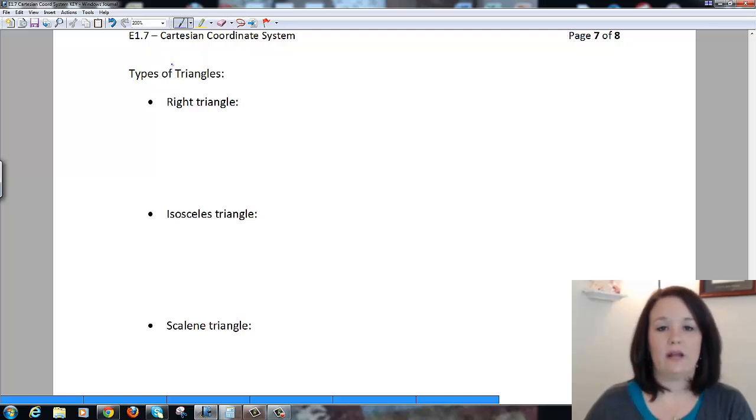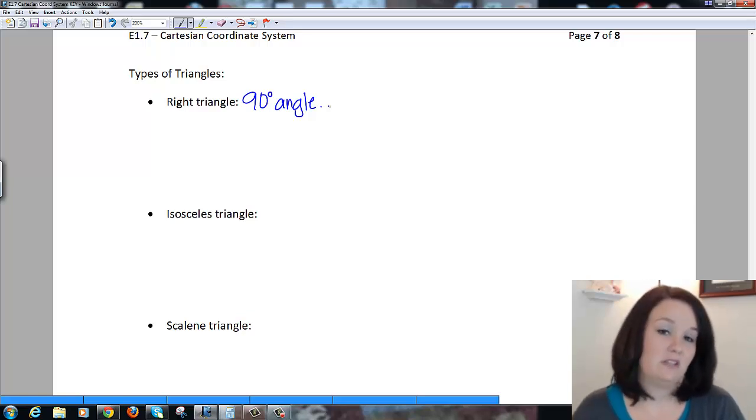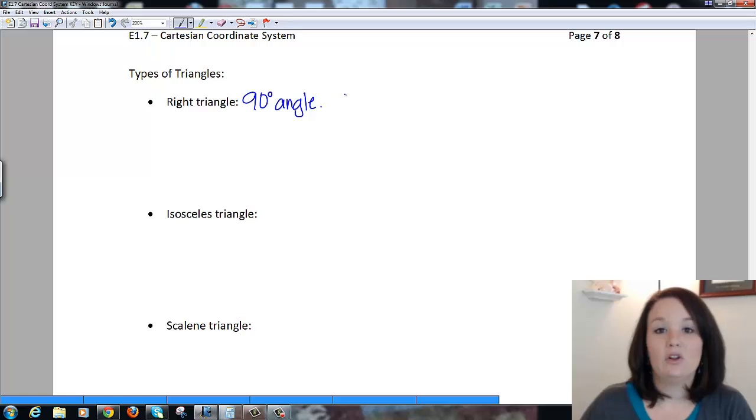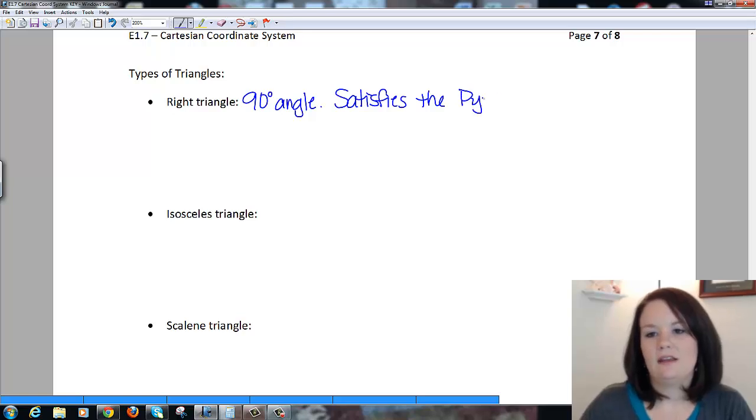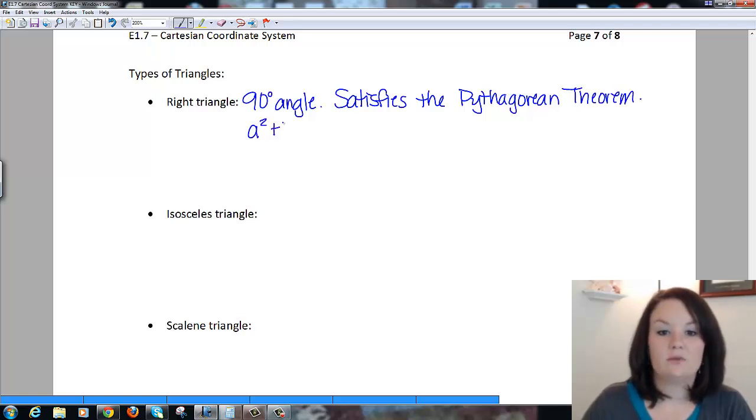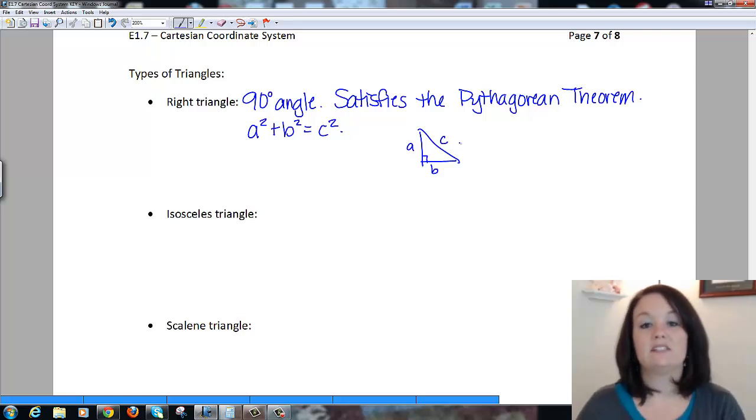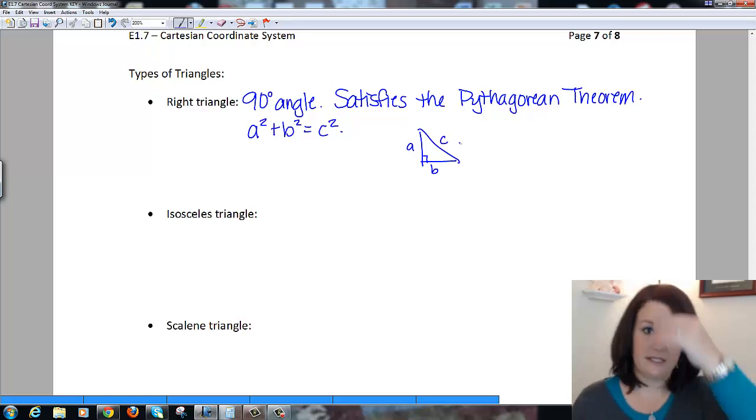The first type is a right triangle. And a right triangle we notice basically because of the 90-degree angle. Okay? It has a 90-degree angle, and any triangle, specifically a right triangle that has the 90-degree angle, satisfies the Pythagorean Theorem, which we went over just a little bit ago. A squared plus B squared equals C squared, where remember A and B are the legs that are connected to the 90-degree angle, and C is our longest leg, or our hypotenuse, that's opposite the 90-degree angle.